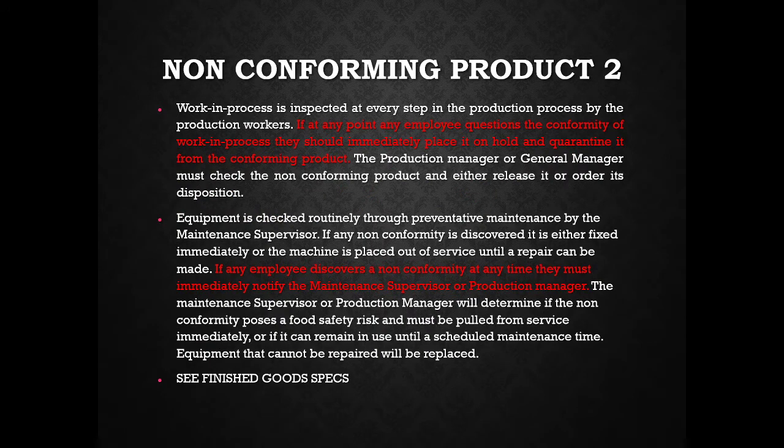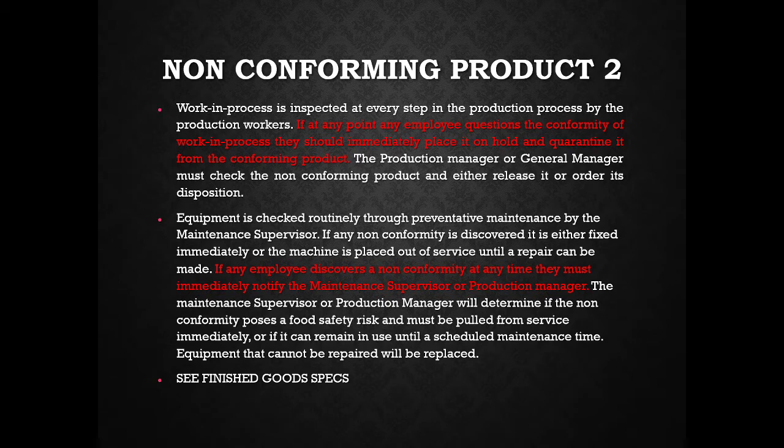Work in process is inspected at every step in the production process by the production workers. If at any point any employee questions the conformity of work in process, they should immediately place it on hold and quarantine it away from the conforming product. The production manager or general manager must check the nonconforming product and either release it or order its disposition.